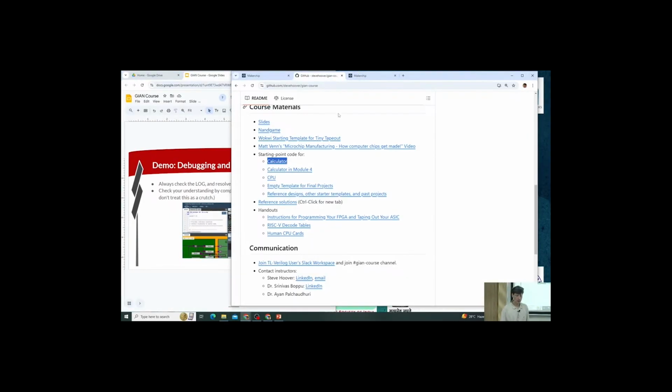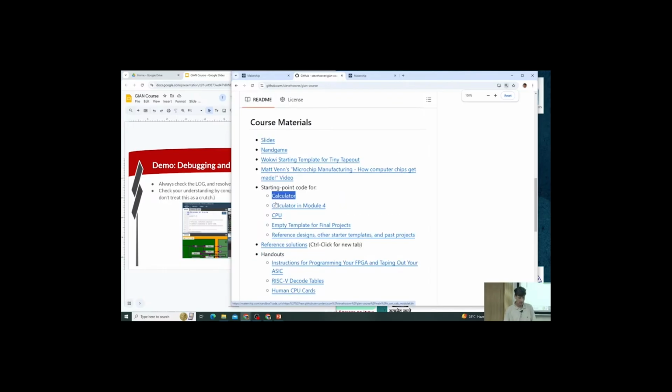Okay, so one more thing now, also available to you from the course repository. There's a link here for reference solutions. So again, right click, open in a new tab. If you closed the GitHub repository accidentally, github.com/stevehoover/Gian-course.